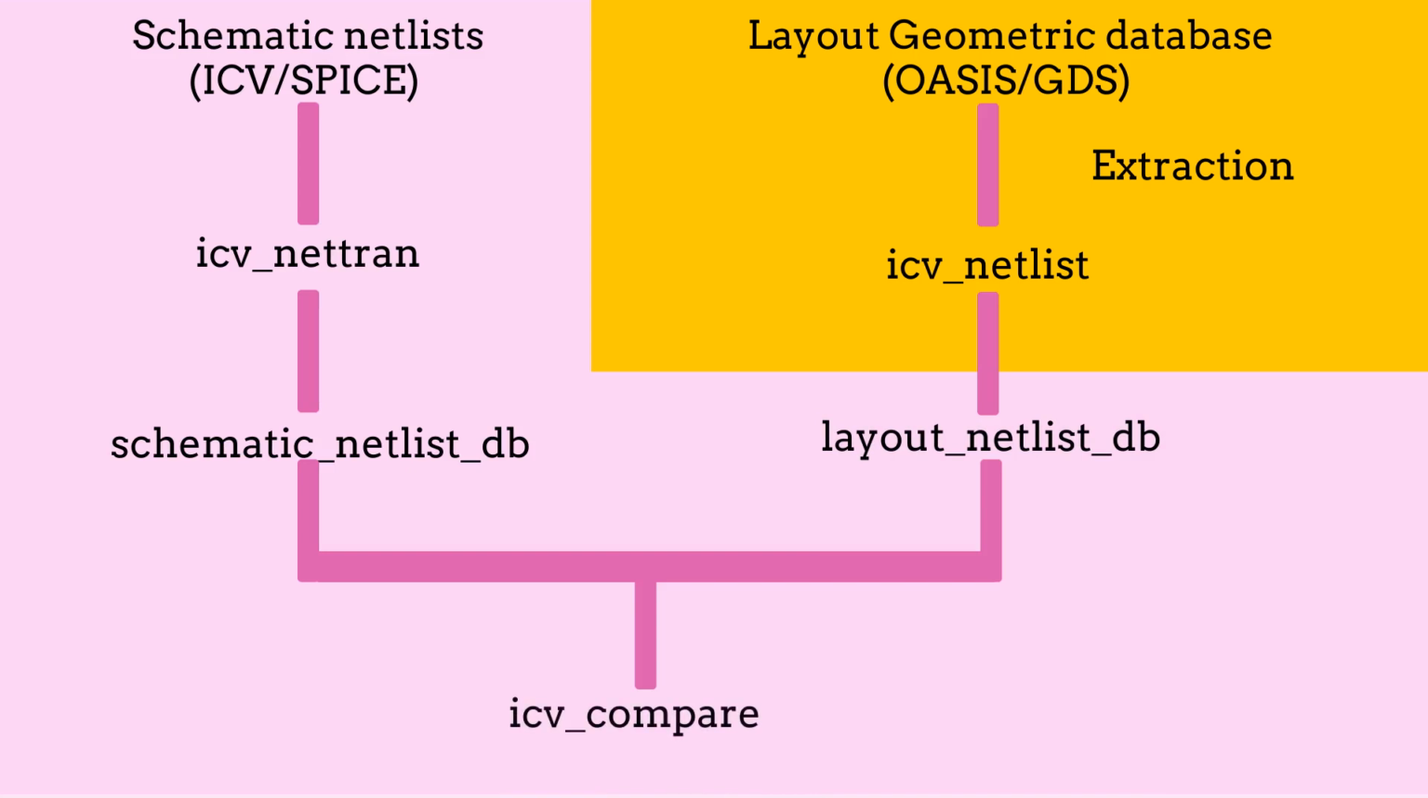There are two main processes in the LVS flow. The first process in the flow is extraction, in which the layers within the layout database are analyzed and all the devices and nets are extracted. This is where the layout is converted into a netlist called the layout netlist. The second process in the flow is compare, in which the comparison of devices and nets occur between the layout netlist and the schematic netlist.